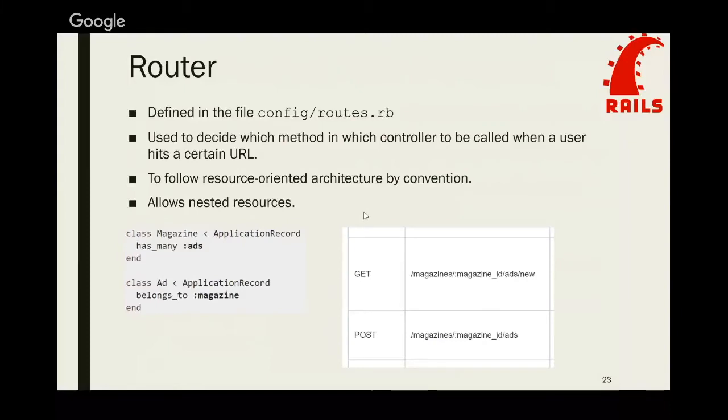So another thing is that in Ruby, you enter a URL, but how can you know which controller should be called when the user visits this URL? We need some router. And here it is. This is a more complex example.